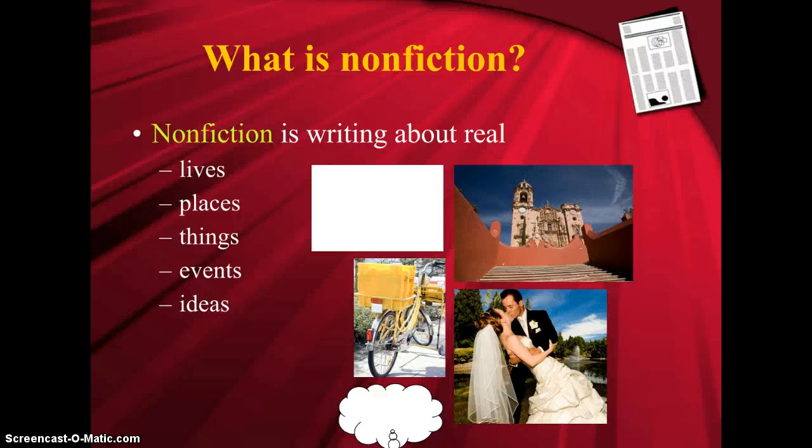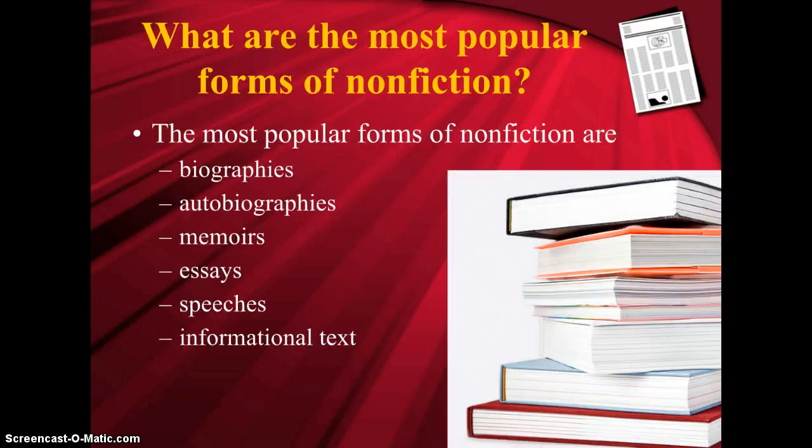So first we're going to talk about what is nonfiction. And nonfiction in general is just writing about places or things or people that are real. So it's going to look at lives, places, things, events, and ideas that have actually occurred. So the most popular types of nonfiction are biographies, autobiographies, memoirs. Those are the big three that we're going to look at. Essays, speeches, and informal text.